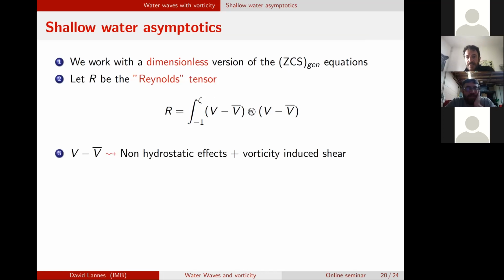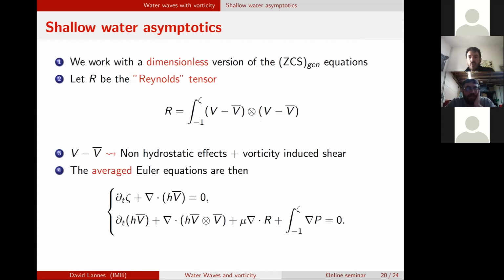So in order to see it, I will write the equation under another form. So this is what I say here: v minus v bar. In the irrotational case, the only dependence of the horizontal velocity field on the vertical variable was due to non-hydrostatic effects, and they were quite small. So this is why in the quadratic terms they disappeared. But now we have the non-hydrostatic effects, like in the irrotational case, but in addition to this, we have a vorticity-induced shear. So we have to understand the effect of this vorticity-induced shear velocity.